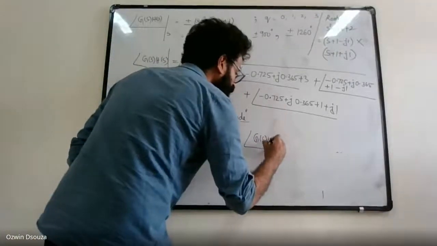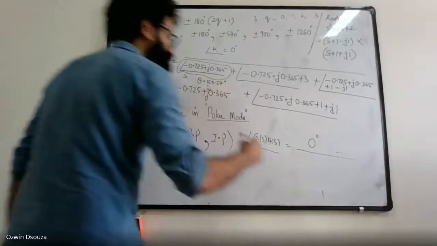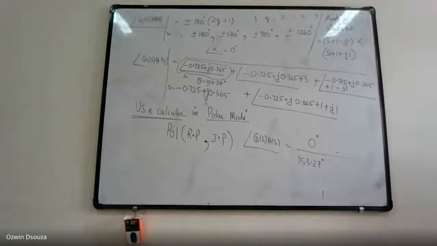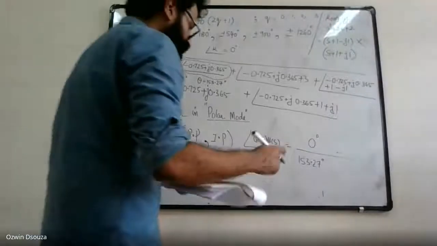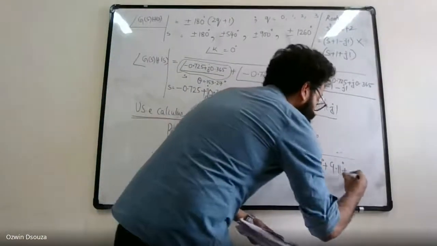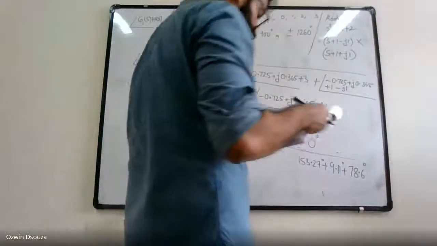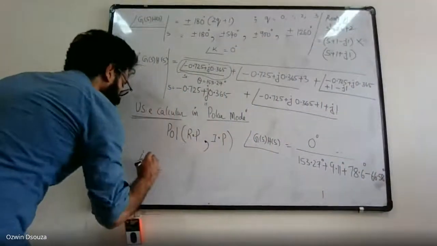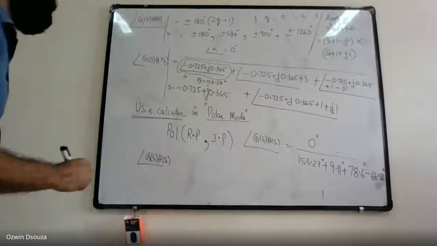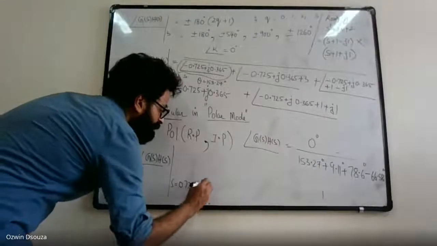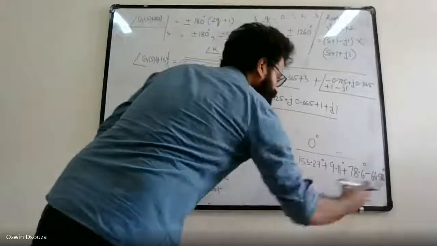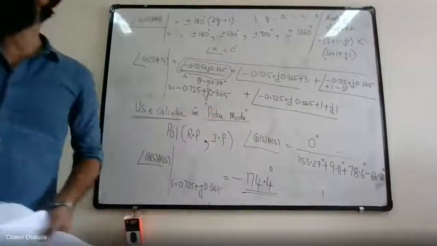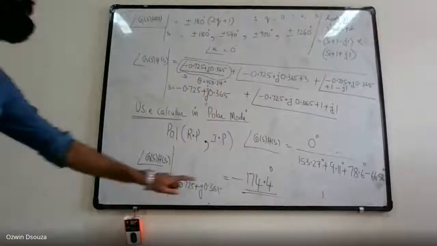The angle of g of s into h of s, you will get as 0 degree divided by the first angle I have already shown you, 153.27 degree. The remaining angles, I will write down on the board. You can check later. You will get plus 9.11 degree, plus 78.6 degree, minus 66.58 degree, and the net angle of the transfer function at s equal to 0.725 plus j 0.365 is 0 degree minus the bottom angle, so minus 174.4 degrees.